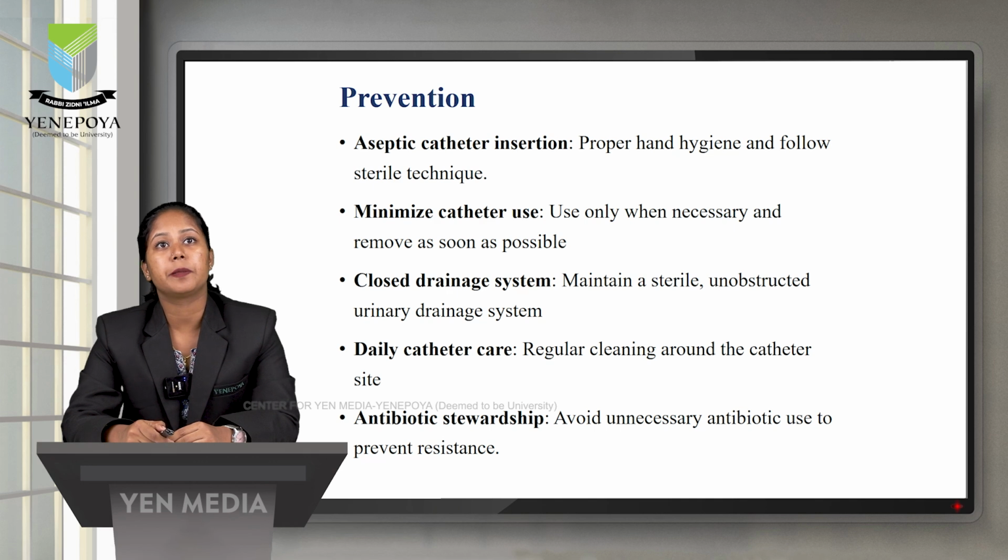So how can it be prevented? First one is aseptic catheter insertion. As I said, if the patient has any voiding problem, we do insert a catheter to drain the urine from the bladder. When you are performing that procedure, always make sure you are practicing aseptic technique, proper hand hygiene and following sterile technique.